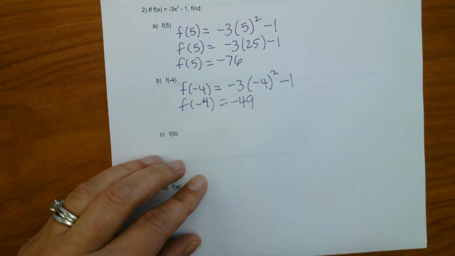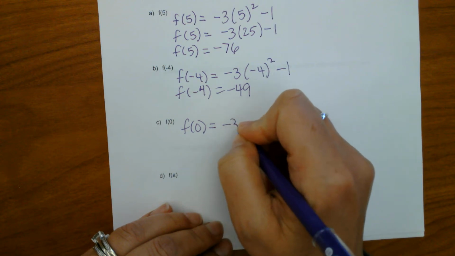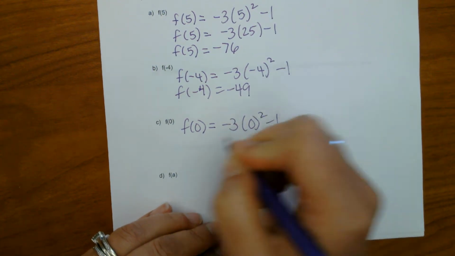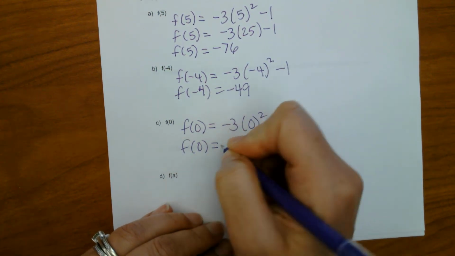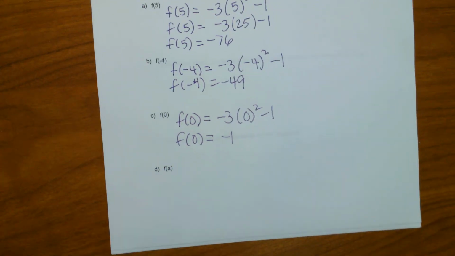Okay, next, f of 0. Again, if you want to pause and try this on your own, input 0. f of 0 equals, this is going to be 0, so negative 1.